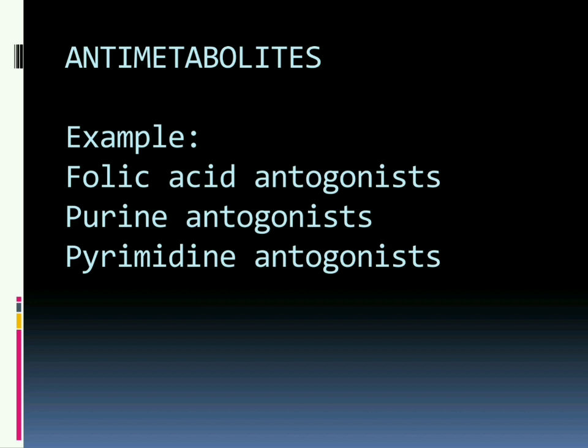The antimetabolites, which are useful carcinogens, are structural analogues of substances essential for the synthesis of the nucleic acid bases. Examples of antimetabolites are folic acid antagonists, purine antagonists, and pyrimidine antagonists.